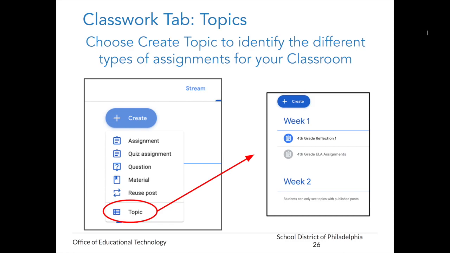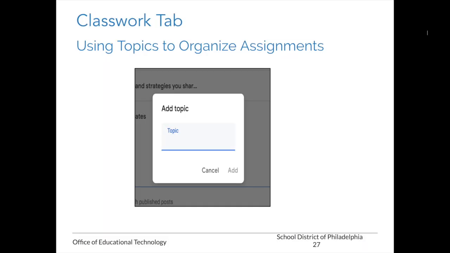Depending on how you wish to organize your assignments, you may want to create topics by week or date, content area, or assignment type. You also have the ability to easily change the order of the way the classwork appears on the Stream by moving assignments within topics up and down. To create your topics, click Create and select Topic. From there, you will see a small window pop up that says Add Topic.